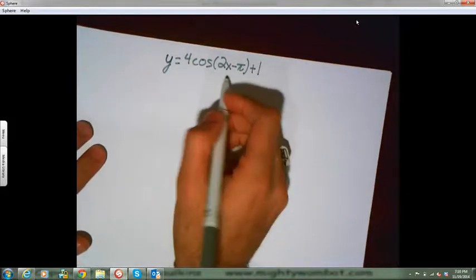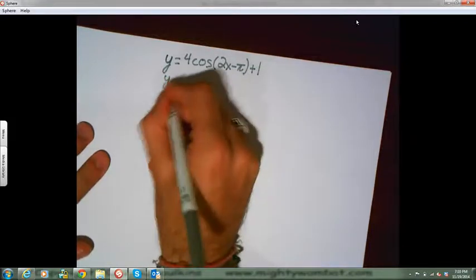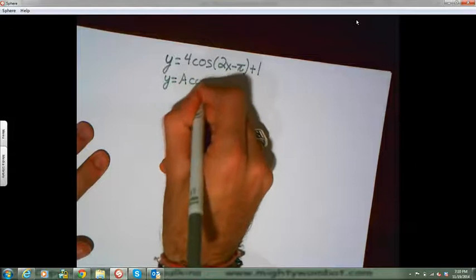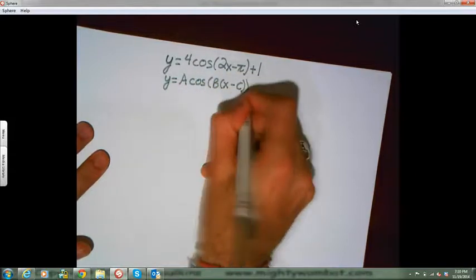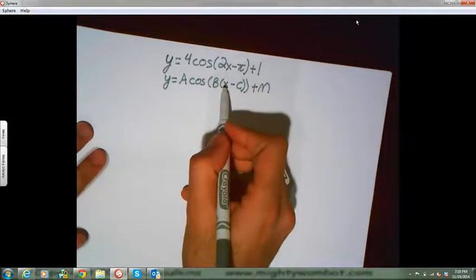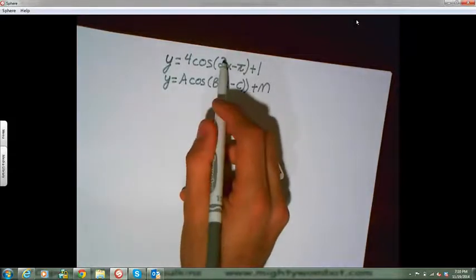Before we do anything, we need to rewrite this, as I discussed briefly at the end of class. We need to rewrite this in the form something like this: a cosine of b times x minus c, plus m. In other words, we need to get this x by itself. Right now there's a 2 here. We've got to get rid of this 2 somehow and have just x by itself.